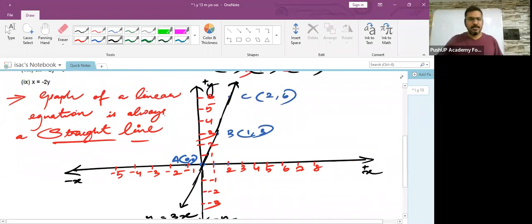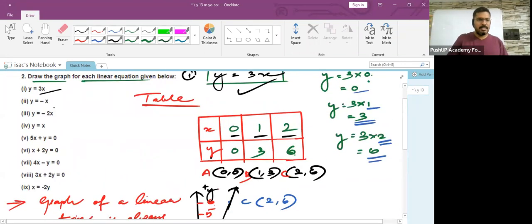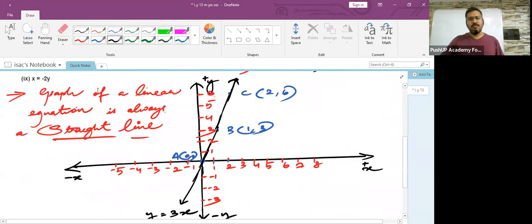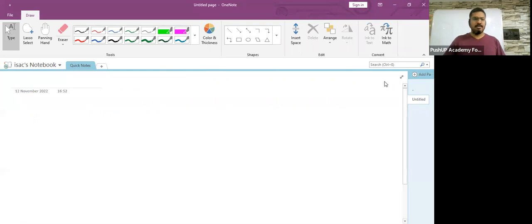Good. Let's do the next one. y is equal to minus x. Children, y is equal to minus x, I will give you as homework. We will do y is equal to minus 2x. I'll write it here. y is equal to minus 2x.